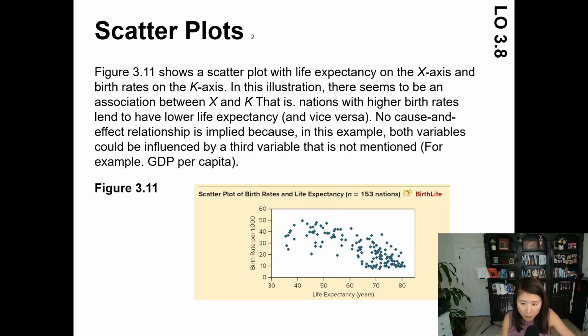So we find this kind of correlation. It's just a correlation. We cannot say the correlation means a causal relationship. No cause and effect relationship is implied, because in this example, both variables could be influenced by a third variable that is not mentioned. That's what I want to emphasize: from the scatter plot, you can only identify association, but you cannot say causation.